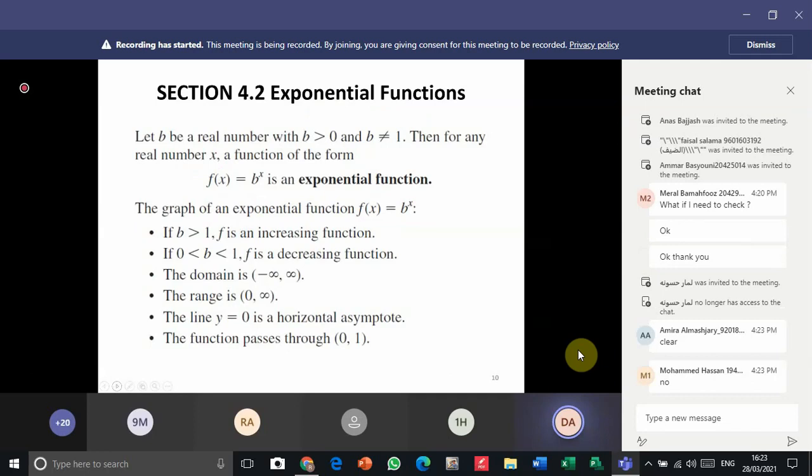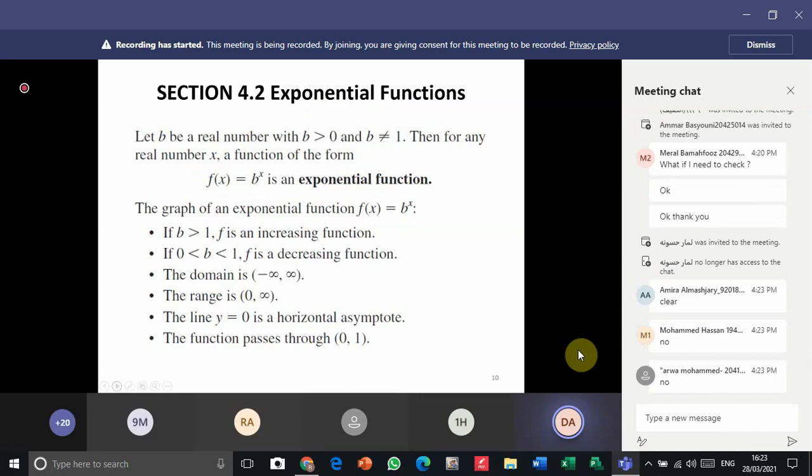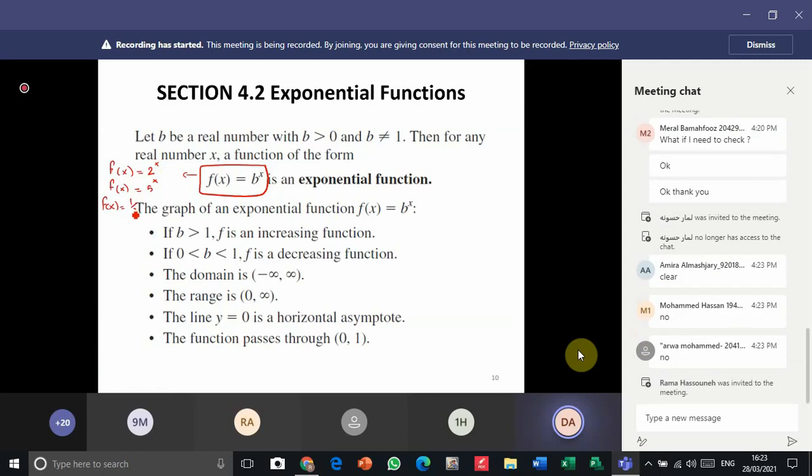Okay. Now, the exponential function. What's the meaning of exponential function? Exponential function means we have a number to the power x, b to the power x. For example, f of x equals 2 to the power x, or f of x equals 5 to the power x, or f of x equals (1/3) to the power x, like this.